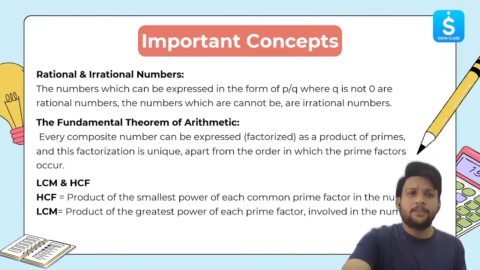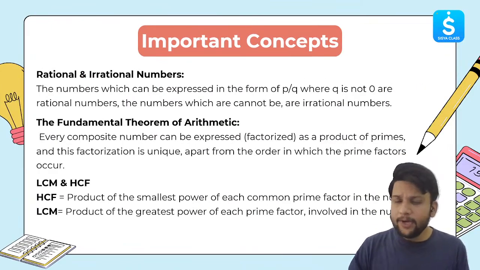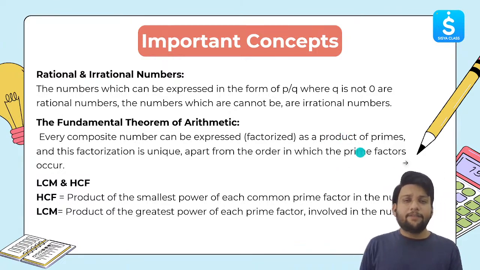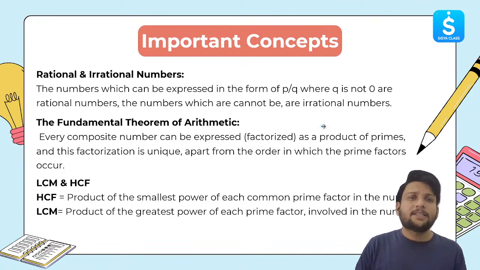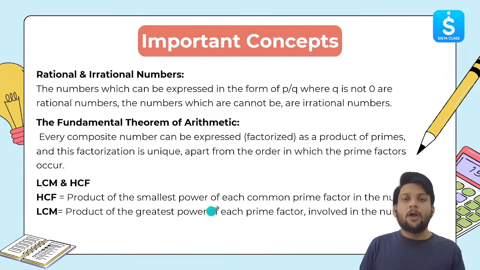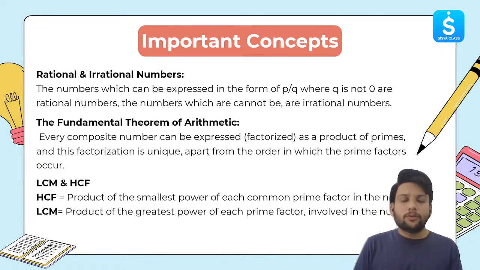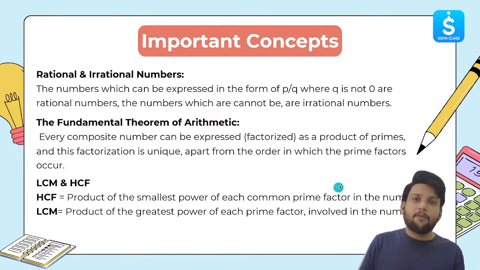Next, we have LCM and HCF. We have been doing this for quite some time now, but in grade 10, its definition changes slightly, not much. It states that HCF is given by the product of the smallest power of each common prime factor in the numbers. We'll be taking some more examples. Don't worry about this. Let's just go through the definition first. So HCF is the product of the smallest power of each common prime factor. And LCM is the product of the greatest power of each prime factor involved in the numbers.